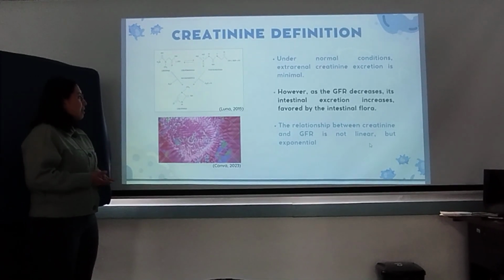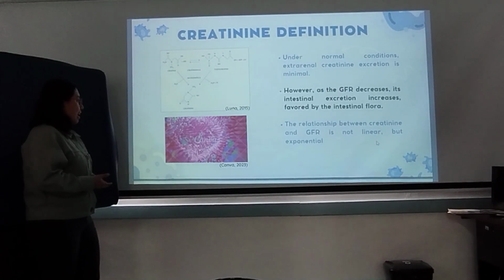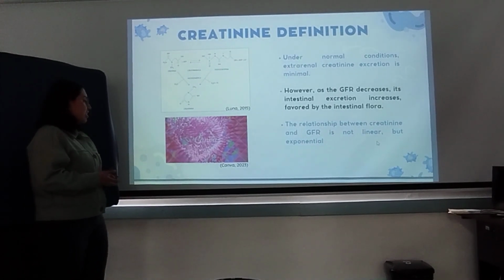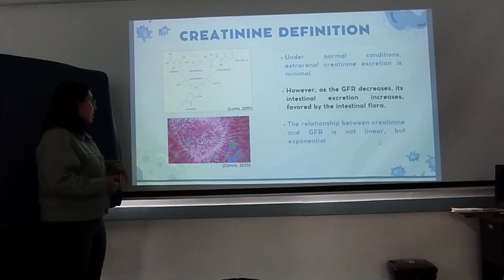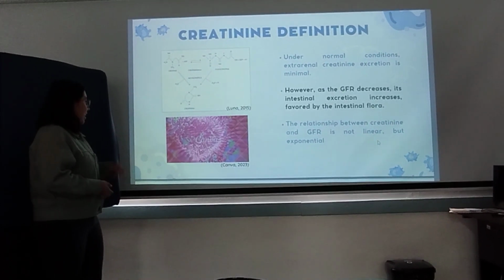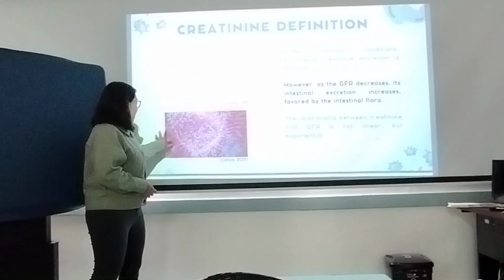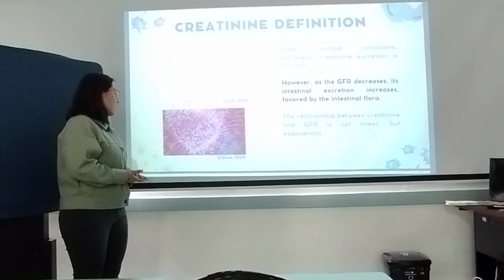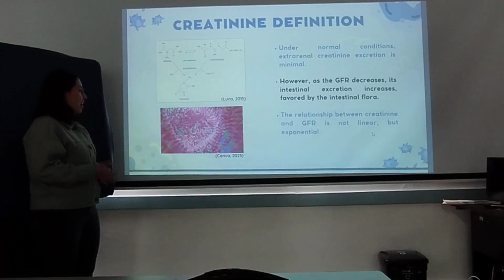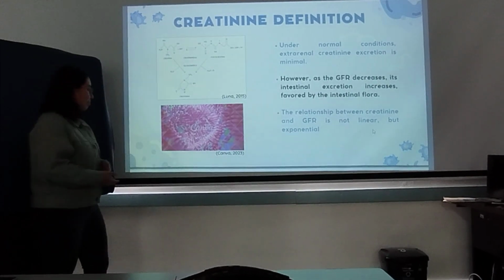And under normal conditions, extrarenal creatinine excretion is minimal. However, as the GFR decreases, its intestinal excretion increases. This is favored by the intestinal flora. The relationship between creatinine and GFR is not linear, but it is exponential.